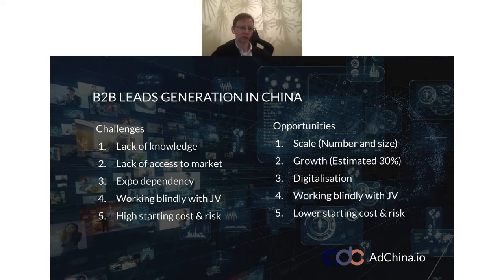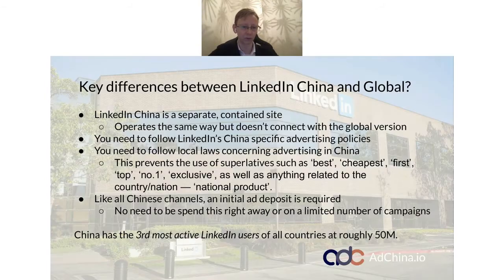So based on these challenges and opportunities, we wanted to delve deeper into LinkedIn China, because a lot of companies have experience advertising on LinkedIn internationally, because of all the great things with LinkedIn ads in general. But doing LinkedIn ads in China is a little bit different, and that's what we'll get into now. So with that, I hand back over to Brad to talk a little bit about the key differences between LinkedIn in China and LinkedIn globally.